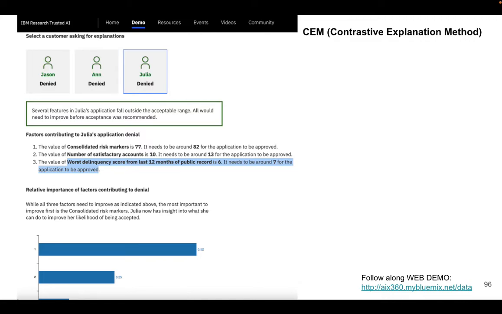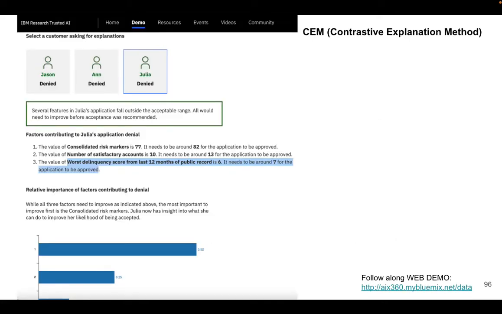For instance, another denied user also points at the delinquency score, and apparently she has some records, so clearly it's one of the important ones. But she also has risk markers and satisfactory accounts that are not enough, right? Okay.